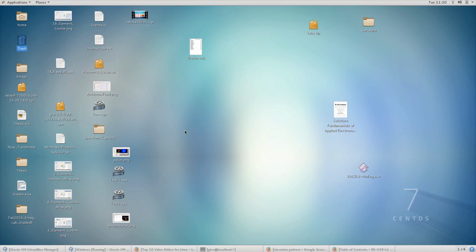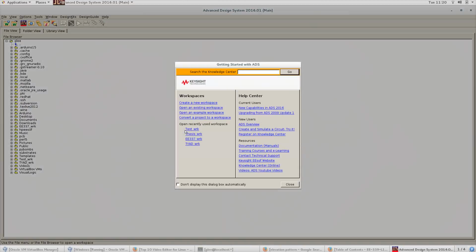This is actually going to be a supplemental for how to do some of the activities that you're going to be required to do using Keysight's Advanced Design System. So I'm going to go ahead and start this off by opening up my Advanced Design System distribution.